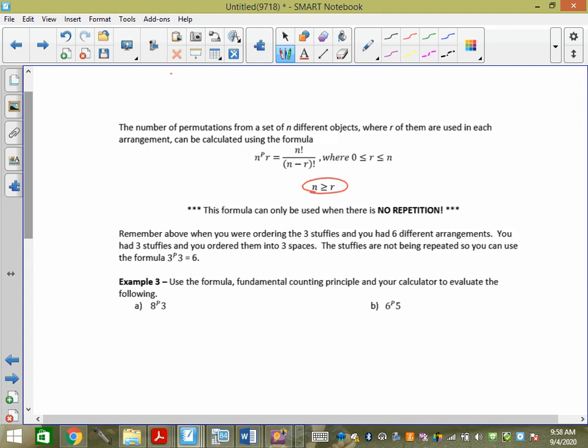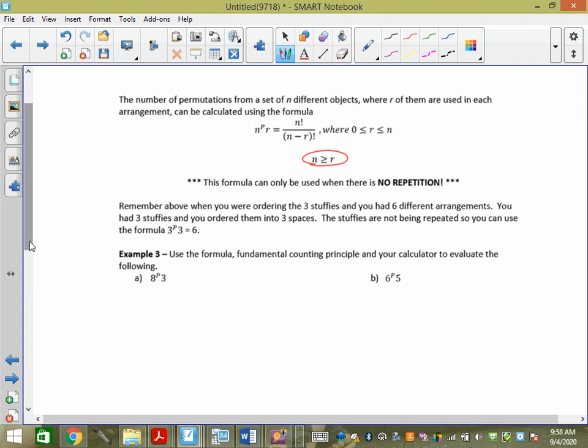All right. This formula can only be used if you don't have repetition. Okay? So remember above, when you're ordering the 3 stuffies, and you had 6 different arrangements, you had 3 stuffies and you ordered them into 3 spaces. These stuffies are not being repeated, so you can use the formula 3P3.